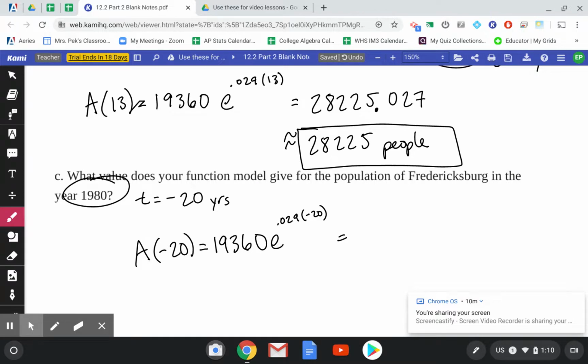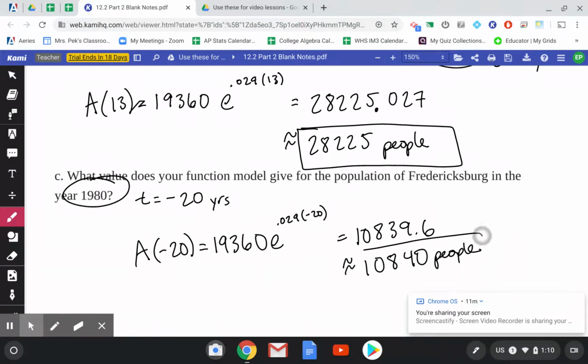e to the 0.029 times negative 20. And you should end up with 10,839.6. So again, we need to round. 10,840 people. All right, and that's it for our part 2 lesson.